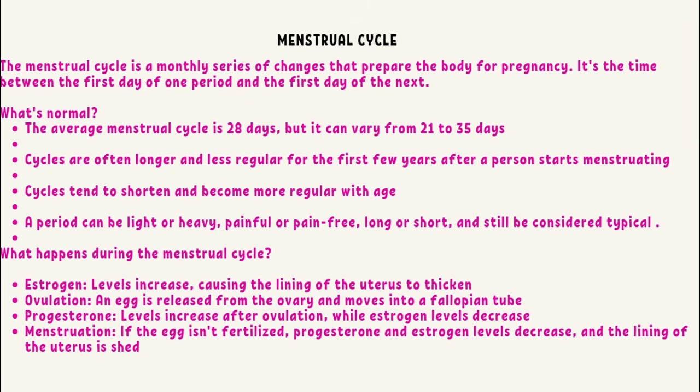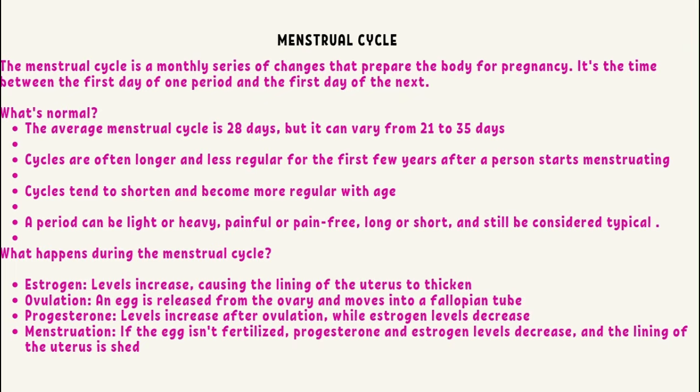when that doesn't happen, the opposite happens. Progesterone levels increase after ovulation, while estrogen levels decrease. Then, if the egg isn't fertilized, progesterone and estrogen levels decrease, and the lining of the uterus is shed. So that's what comes off as blood at the end of the day.